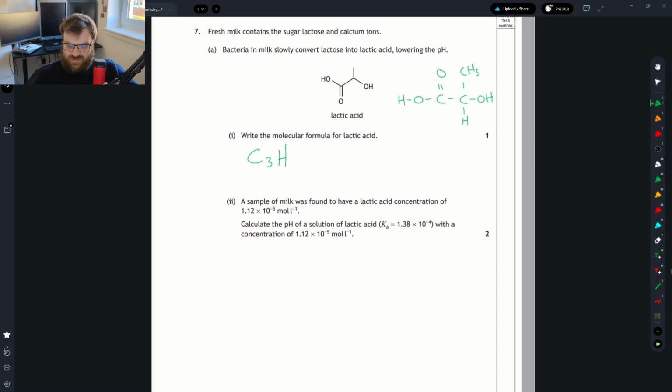H, we've got 5, 6. Then O, 3. The answer there. If you've practiced enough, you might be able to do it straight from here and go, well, there's 1, 2, 3, so C3. Then looking at the H's, putting your wee lines on each of the lines to make sure that each carbon makes 4, so you don't need any on that one.